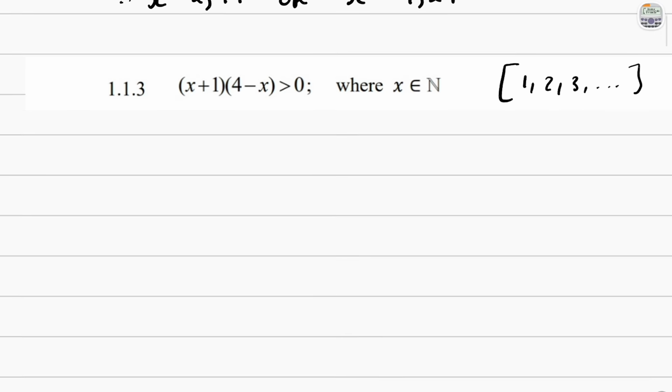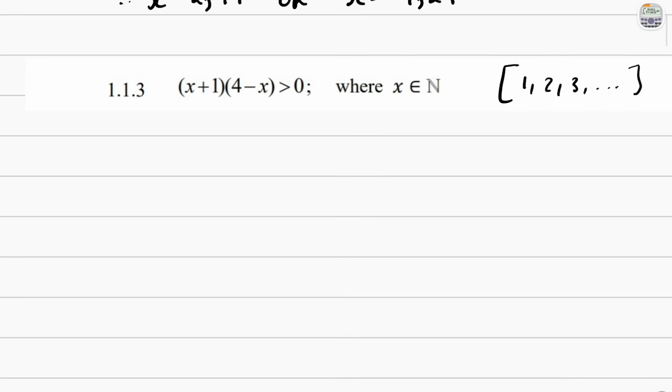Okay, so now what can we do with this inequality? Well, they have already factorized it for you. You can choose to do something with this. There are 2 ways that you can actually solve for this, and it will still give you the same answer.